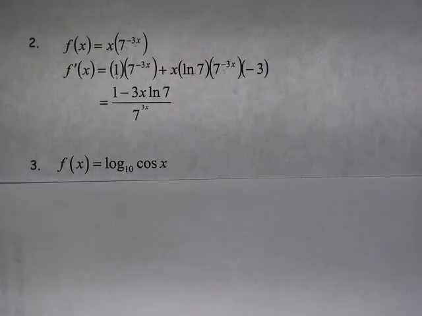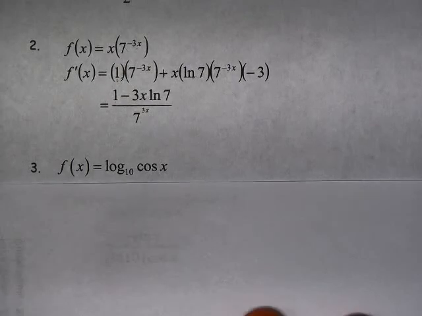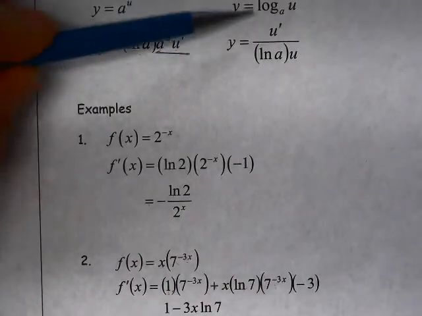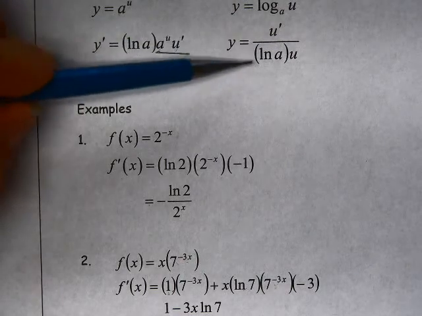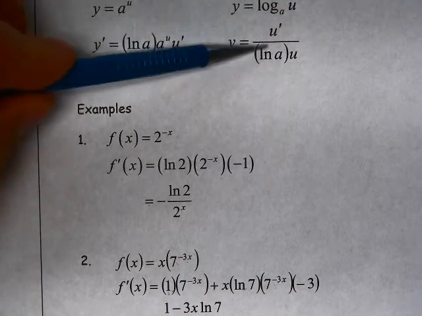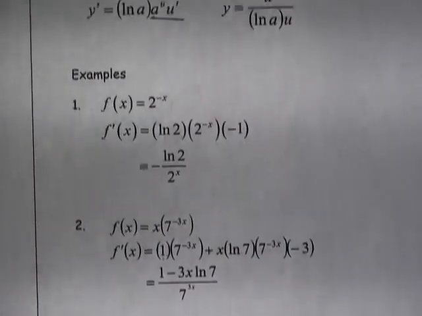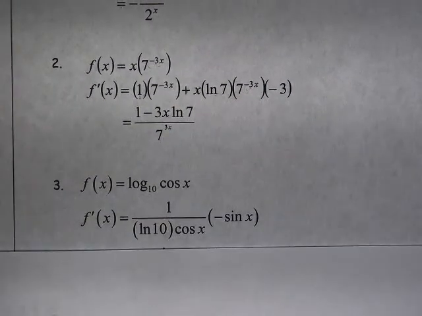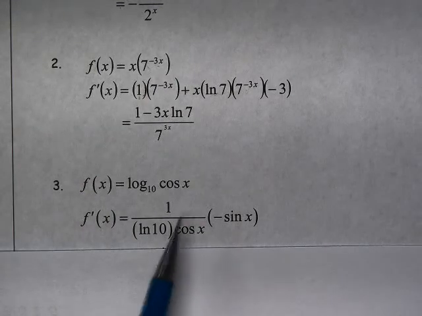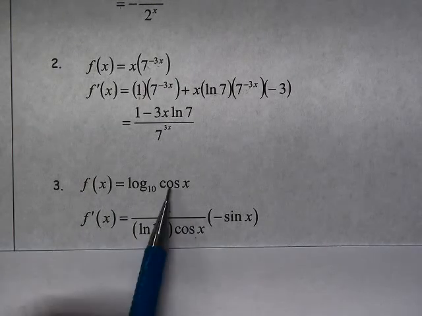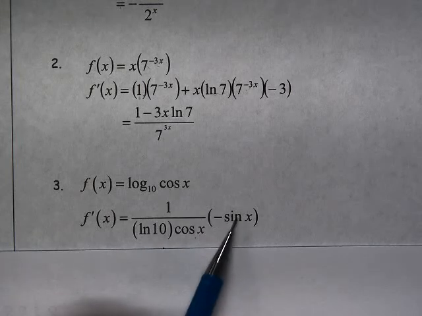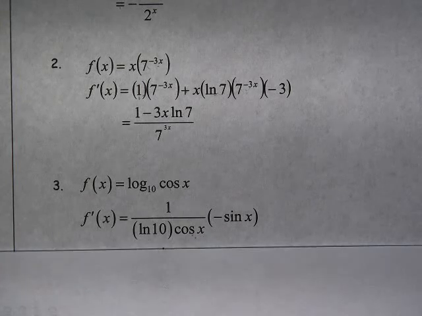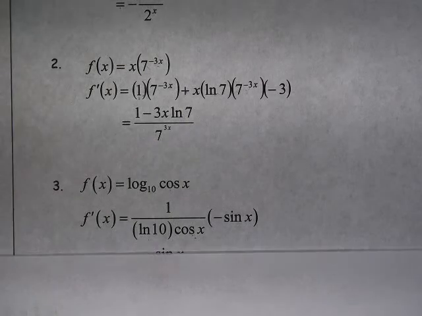So here we have a logarithm base 10. So again, as I slide this up so you can see this here, this is going to follow this pattern. It's u prime over u with a factor of the natural log of whatever this base is in the denominator. So we have u prime over u, the derivative of cosine of x is negative sine x over the original u of cosine x, and a factor of natural log of 10 in the denominator.